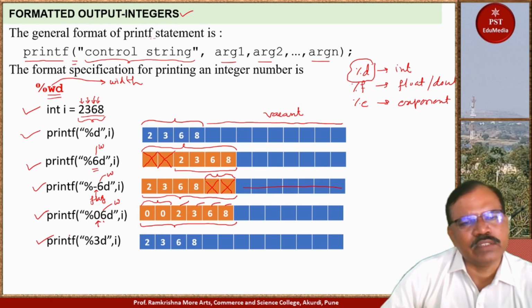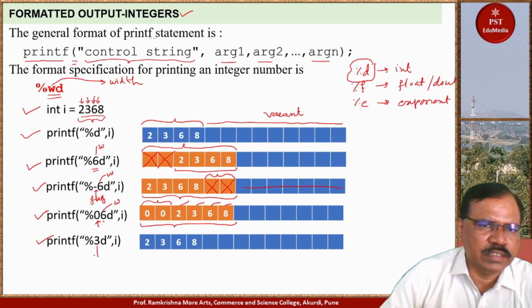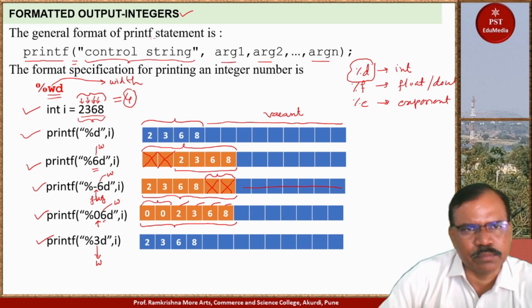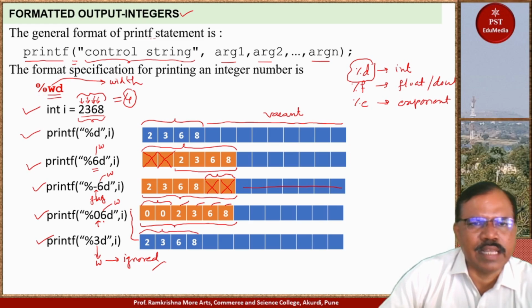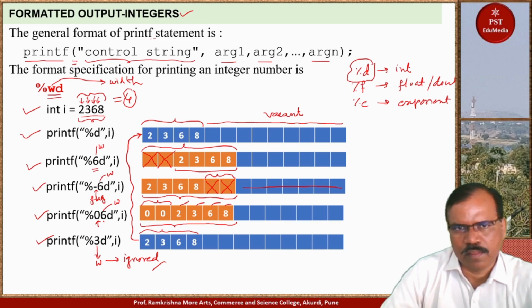If we take the next one, printf in bracket in double quote %3d comma i. Now what happens? The width is 3 here. The minimum width required to print this number is 4. So the specified width in the format specification is 3, the required width is 4. So what happens here? Simply this is ignored, and the number is printed as it is, like the first one. So no specification is taken, the width is ignored. So in this way you can format output for integers.